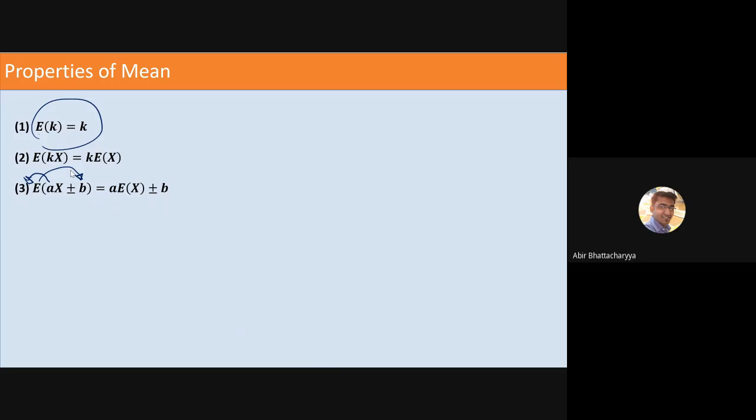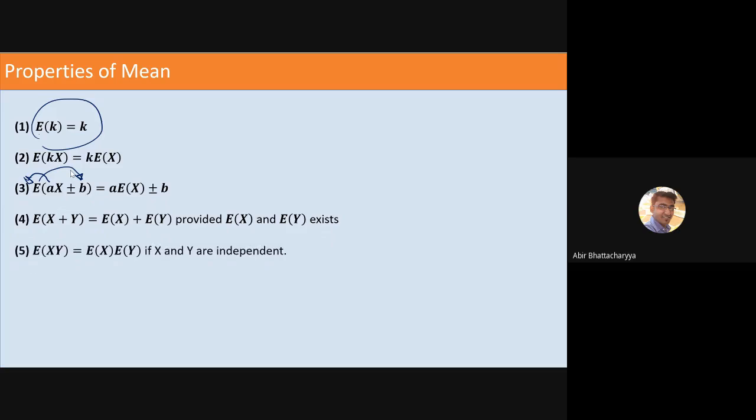The expectation of b is a constant, so it equals only b. Remember one thing: x is a random variable, so we take the expectation inside, that counts like E of x. Now a, b, k are all constants, so they go outside. The expectation of x plus y equals the expectation of x plus the expectation of y, provided both exist. The expectation of xy equals the expectation of x times the expectation of y if both are independent variables.